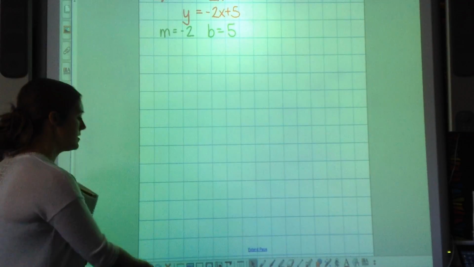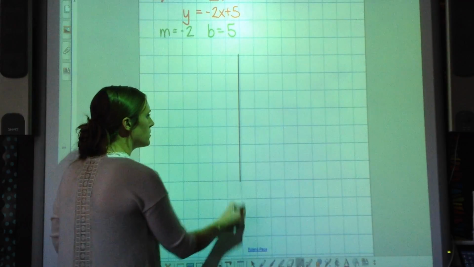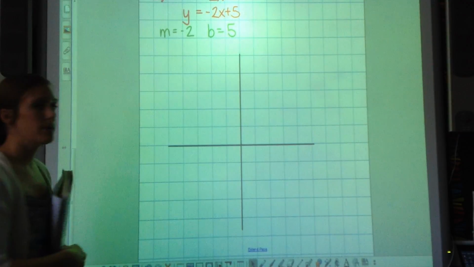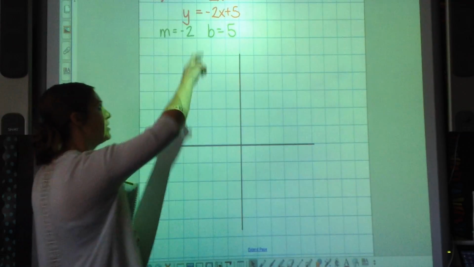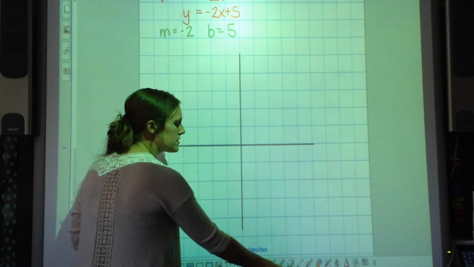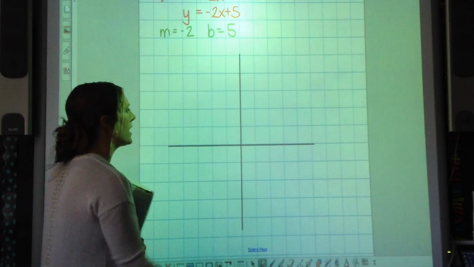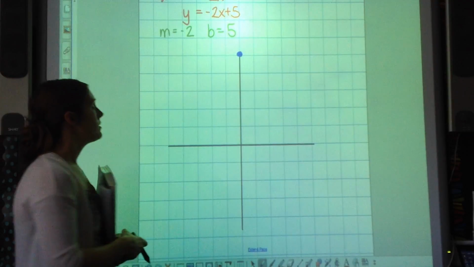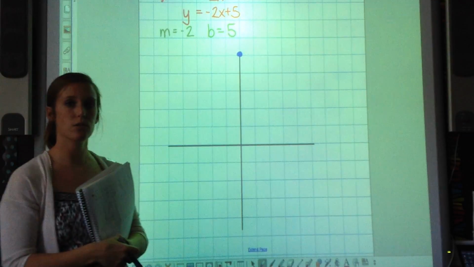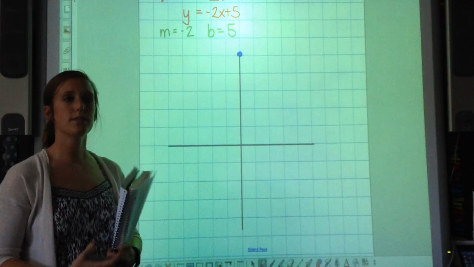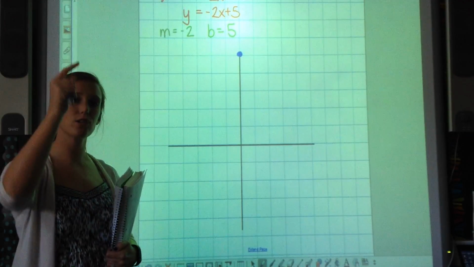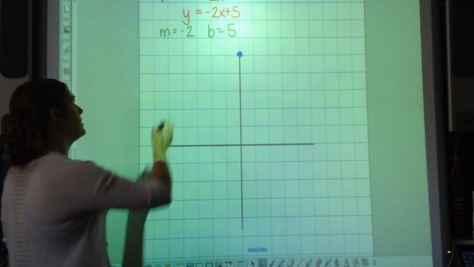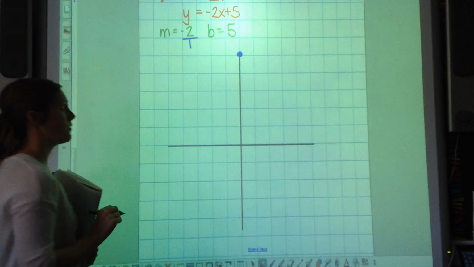So to graph this, I need a coordinate plane. I'm always going to start with my b. B, begin. B stands for the y-intercept. The y-intercept is on the y-axis. 1, 2, 3, 4, 5. Okay, my slope tells me how to get to the next ordered pair. I have a problem. This slope is not a fraction. Slope should be a fraction, rise over run. Can we turn a whole number into a fraction? Yes, we can. To turn any whole number into a fraction, I put it over 1.